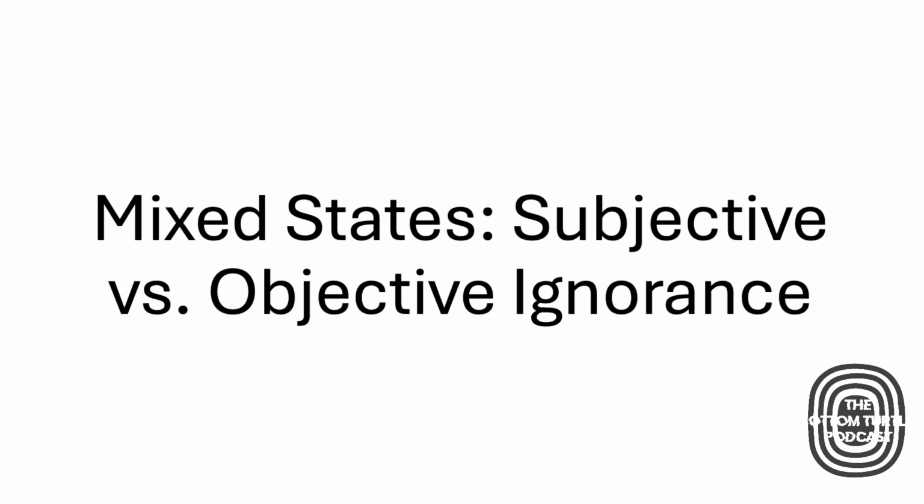So now we go to mixed states, subjective versus objective ignorance. A pure state has zero ignorance in it, zero entropy, and mixed states have some ignorance or some entropy associated with them, right? And so this is the idea of subjective versus objective ignorance.